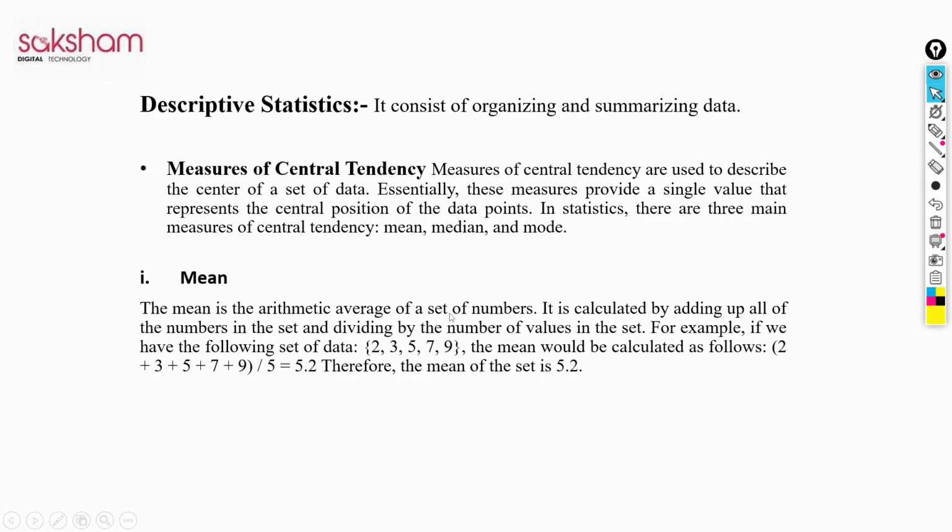The mean is the arithmetic average of a set of numbers. It is calculated by adding up all of the numbers in a set and dividing by the number of values. So that is what the theory says, and I am just giving you an example.